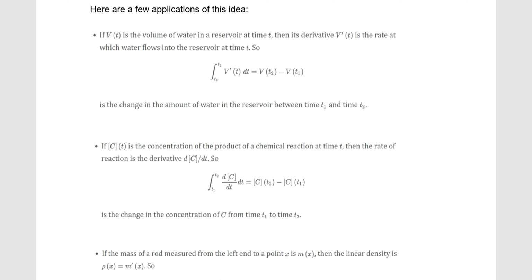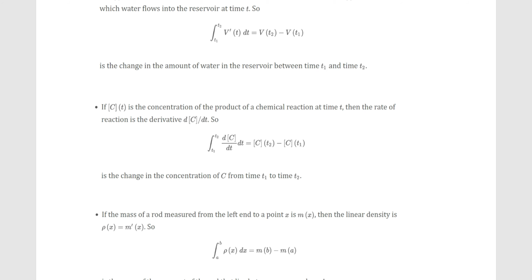And we're just going to mention a bunch of applications and then do one of them. So one application is if we have V of t, and that's the volume of water in a reservoir at time t, then its derivative, V prime of t, is going to be the rate at which water flows into the reservoir at time t. So that means this integral from t1 to t2 of V prime of t dt is going to be the change in the amount of water in the reservoir between t1 and t2. Okay, so that's one example here.